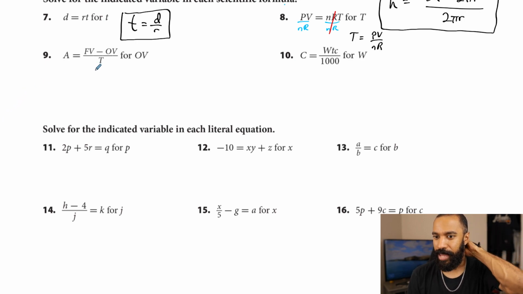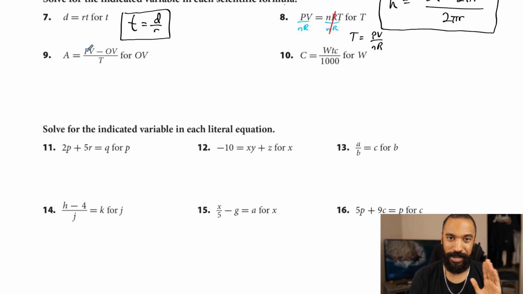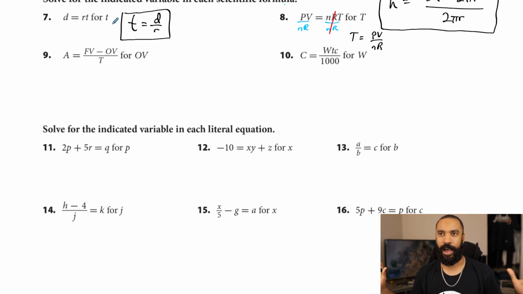Okay, number 9. A equals FV minus OV, all divided by T. In this case, FV doesn't mean F times V. So this kind of sucks sometimes that you're not able to figure out, specifically, what they are. FV, so this whole thing has to do with velocity. This is average velocity. You can average something's velocity by taking the final velocity minus the initial velocity and dividing it all by time. And you have now averaged out what all your velocity thingamajigmers are.